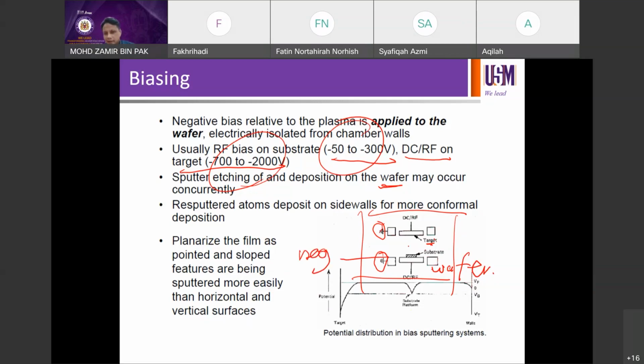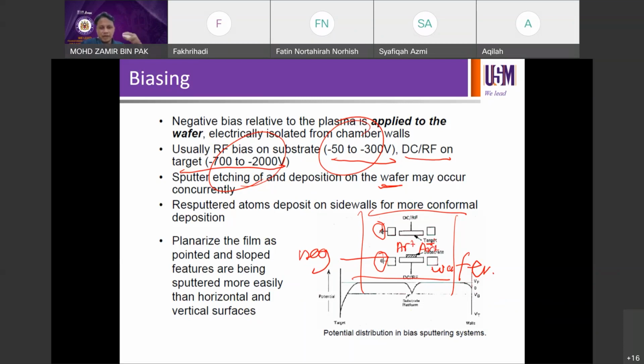So due to this biasing, you are attracting more argon atoms to the wafer, accelerated to the wafer. Maksudnya dia akan bombard the wafer lah. Okay, dia akan bombard the wafer. So wafer tu akan experience some sputtering. Okay, wafer akan experience some sputtering.